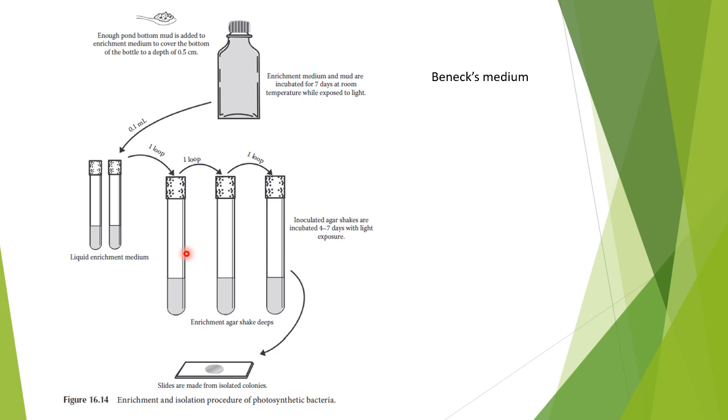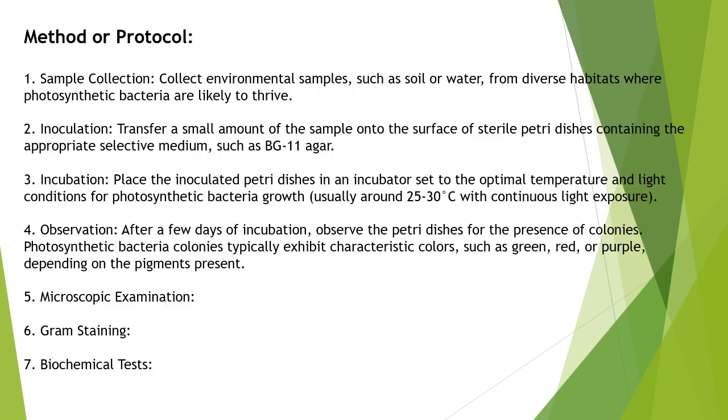Then incubate the plate at 37 degrees Celsius for a week in an illuminating chamber. Again you check for isolated colonies under the oil immersion lens in the microscope. Now this one is just for purple sulfur bacteria, because the Bennett's broth has sulfide present. If you are using any other medium, then the protocol may differ a little bit.